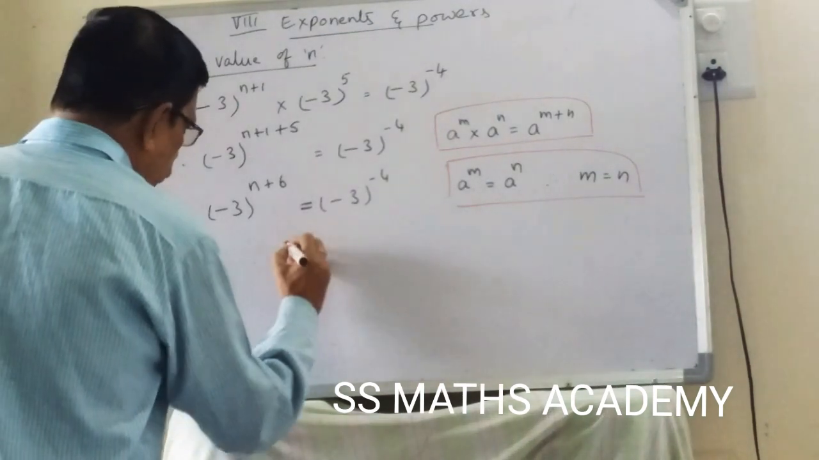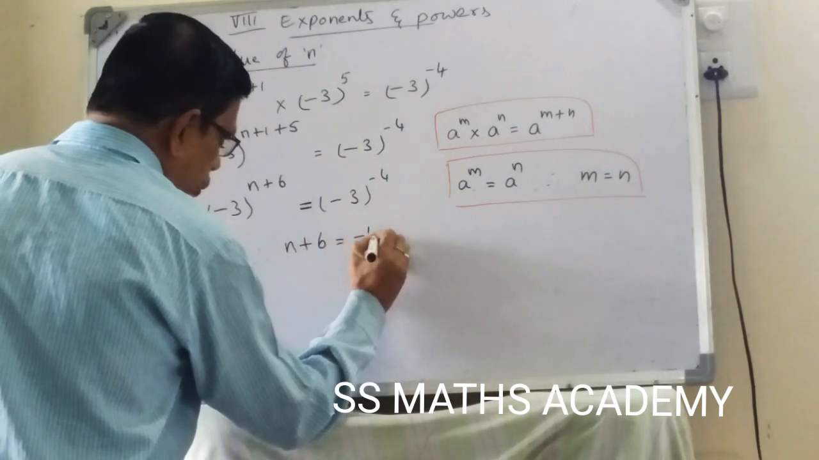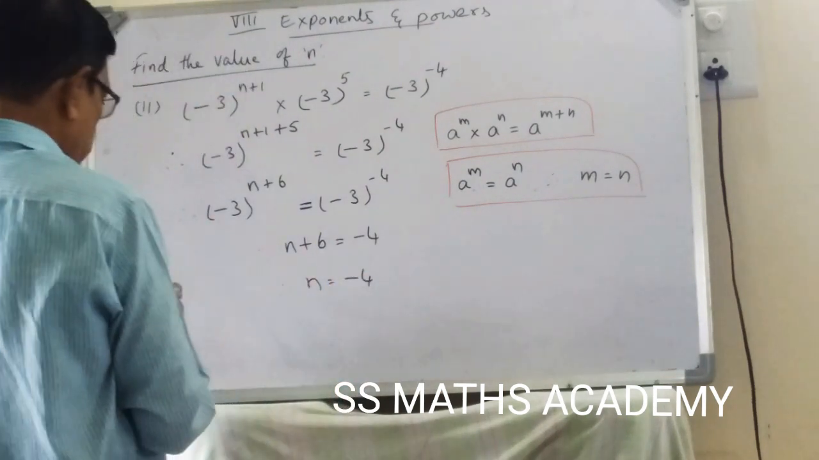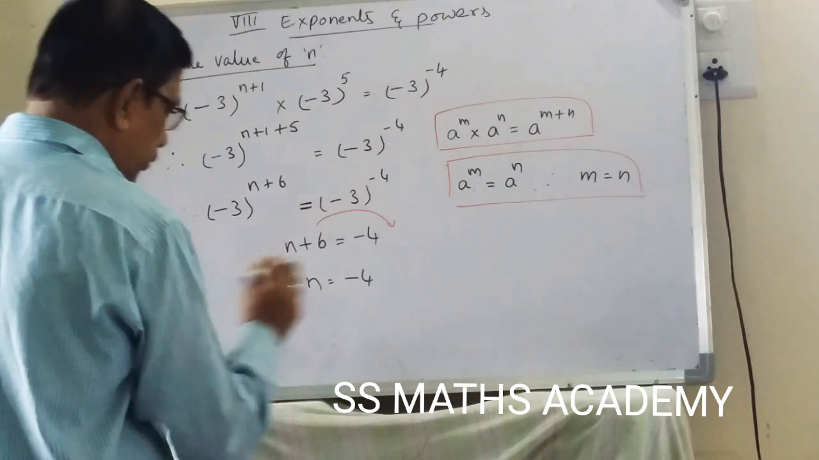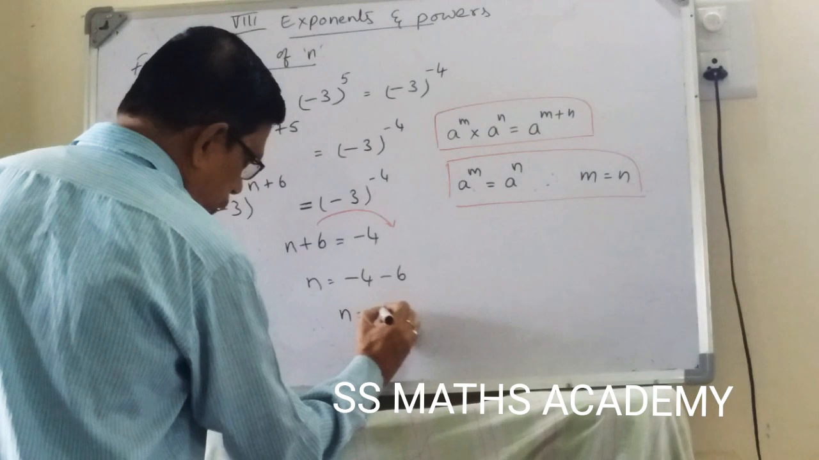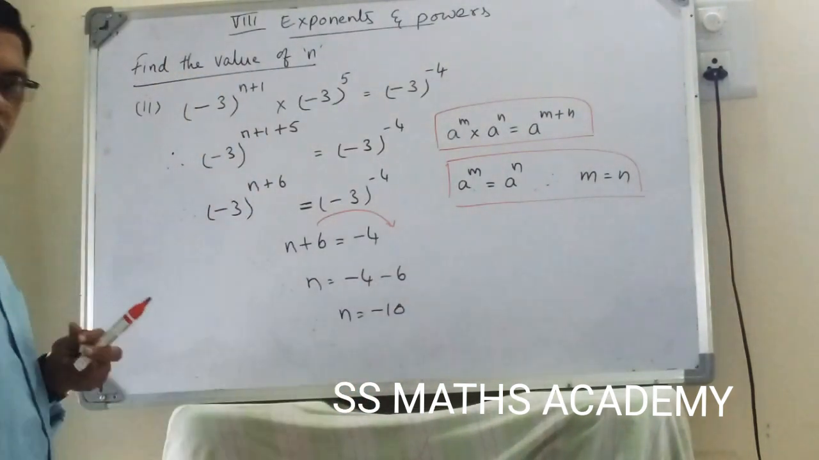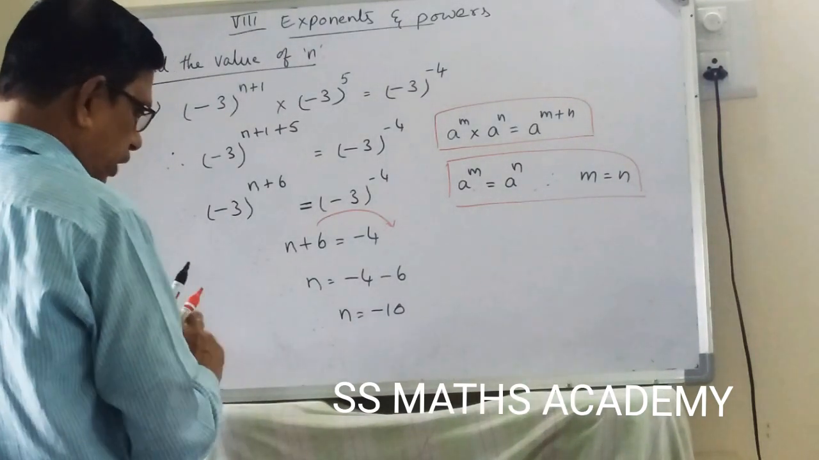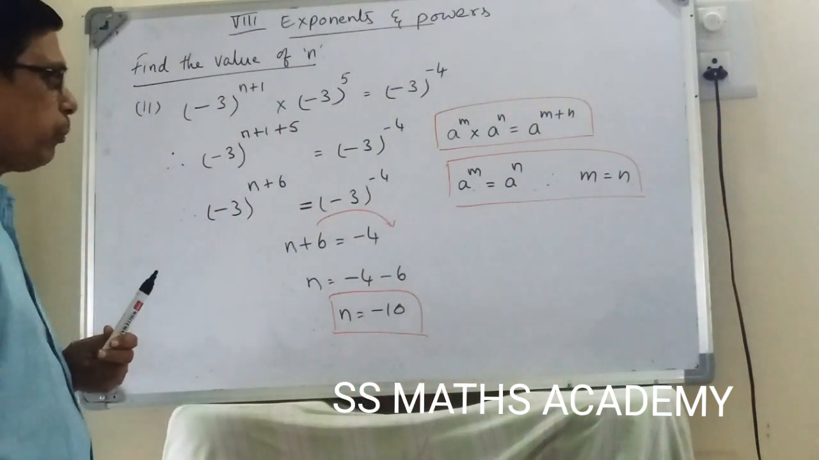Therefore n plus 6 is equal to minus 4. Therefore n is equal to minus 4, and if you bring plus 6 to this side, the plus 6 will become minus 6. Therefore n is equal to minus 10. When both are minus, put minus and add. So n is equal to, we got the n value, n is equal to minus 10.